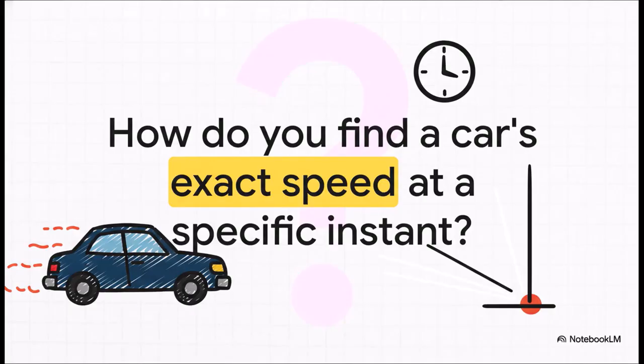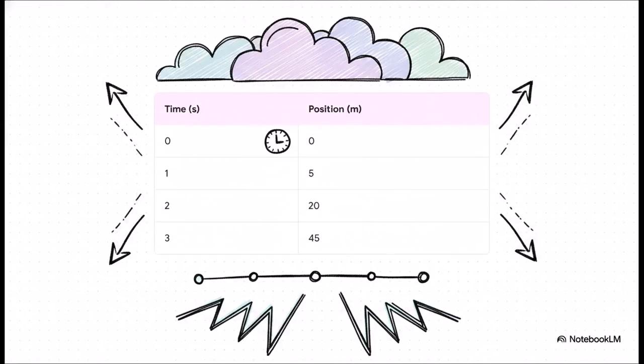So picture this. You're tracking a car, and you want to know its exact speed at the very instant it passes a certain mark. Sounds simple enough, right? But what if you can't actually measure its speed directly? What if all you've got is a list of its positions at different times? You know where it was at second 1, second 2, second 3, and so on. But how in the world do you pull the car's instantaneous speed out of just a list of locations?